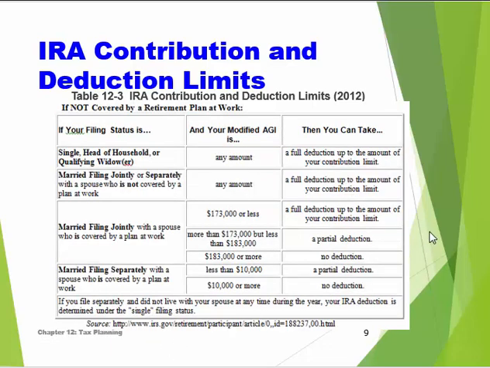What happens though if, oops, I'm sorry, I skipped into, if you're not covered at work? Well, if you're not covered at work, the maximum is $183,000. So if you don't have a retirement plan, and your income is less than $180,000, parts of your IRA will certainly be deductible from income. And in fact, if you have $173,000 or less of income, the full amount is tax deductible.